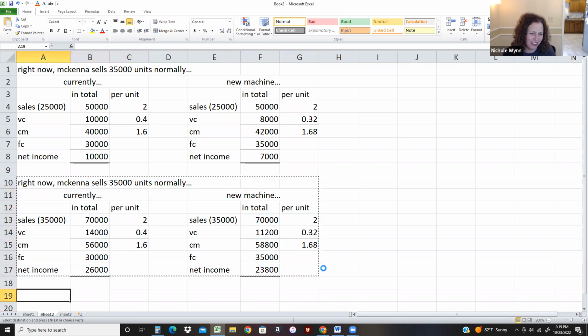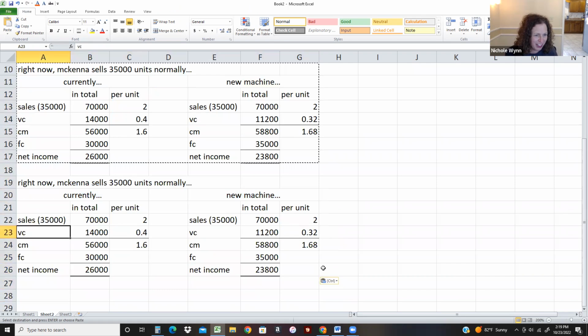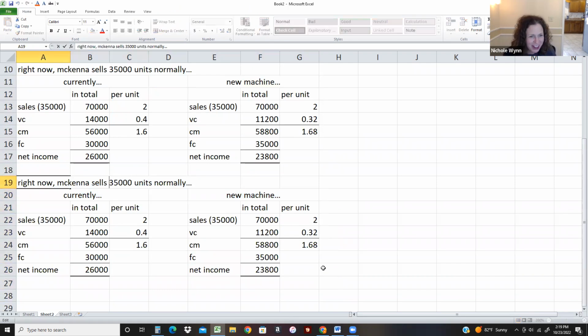I don't know why I'm doing this. I don't know why you guys are watching me do this on a video. I apologize. But I'm just messing around with this because I want to see if at some point it's going to actually be beneficial to me to go ahead and buy this new machine, because the fixed cost stays the same, but I'm saving 8 cents on every unit. And I guess that's probably what I need to come up with.